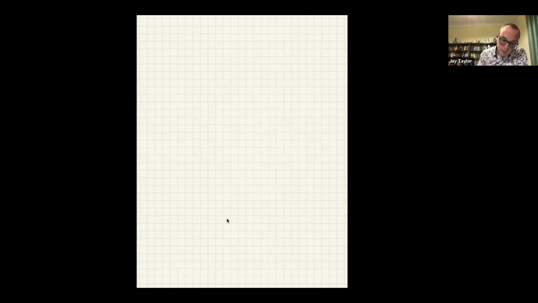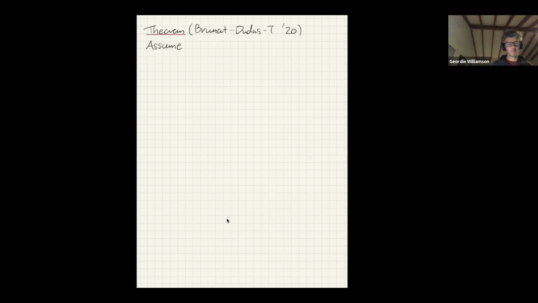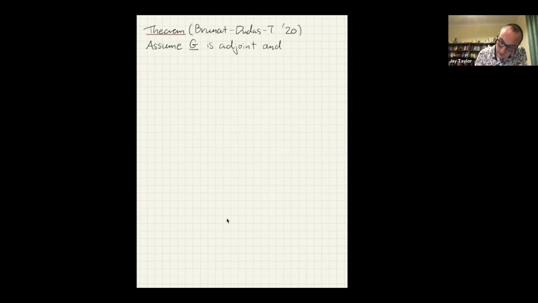So this is joint work with Olivier Brunat, Olivier Dudas, which appeared this year. So it says the following. I'm going to assume the algebraic group is adjoint, which for the purposes of unipotent characters is not such a big deal because they're insensitive to the center. And let's assume O is a special unipotent class.